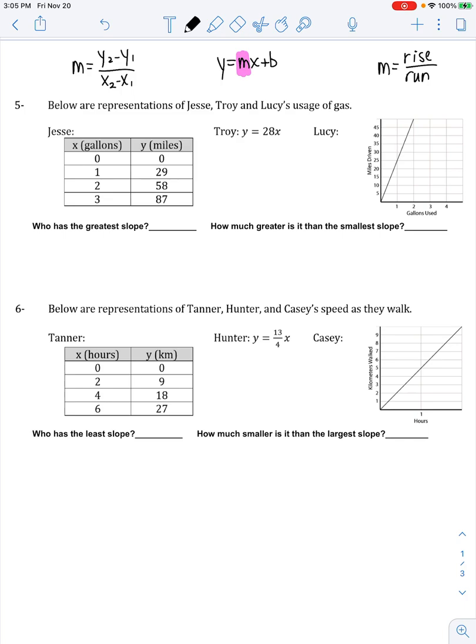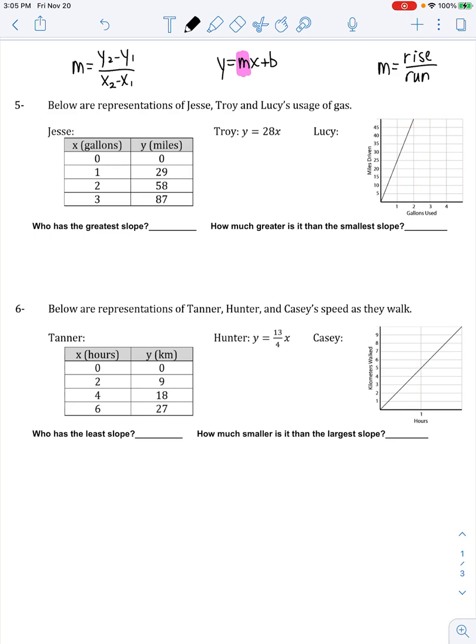And then when we compare, we talk about who is greater, who is least. Those are the types of things we're looking at. Before you get started, please go grab a calculator. You're going to need it in today's lesson. So hopefully now you have a calculator. So let's go ahead and calculate.